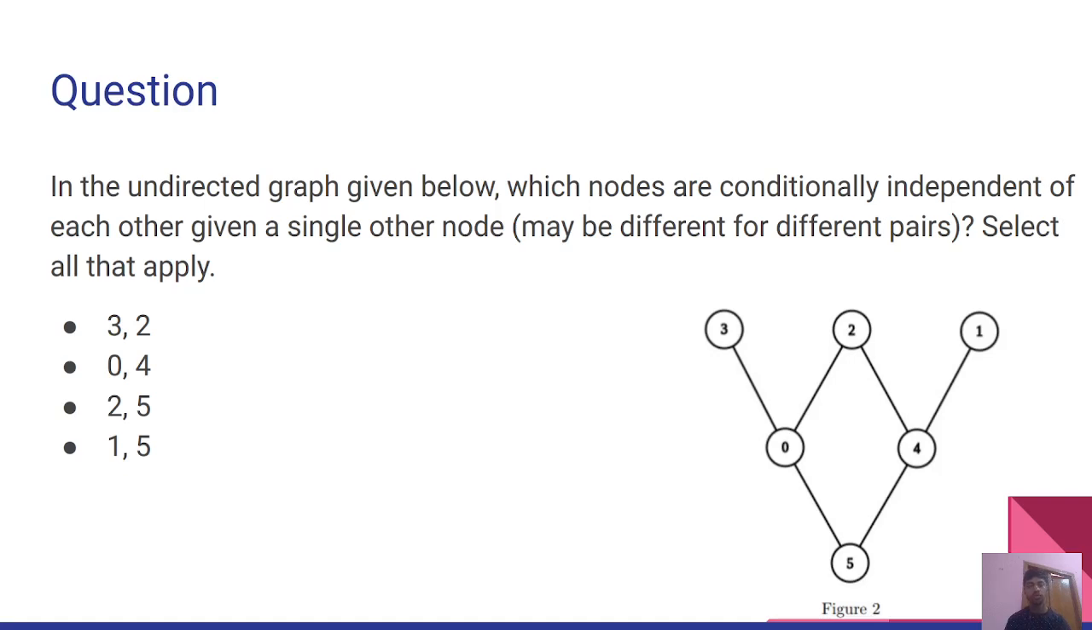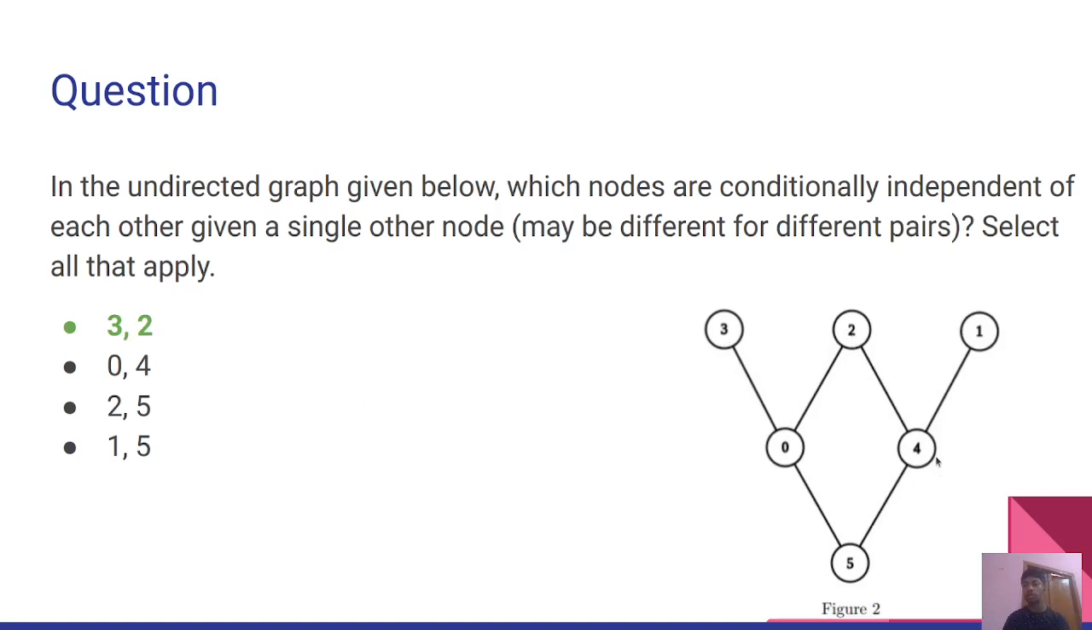So 3 and 2, are they independent? Can they be independent if we block only one node? 0 we can block. Here 3 is going to 2 via 0, and there is no other option, it has to go via 0. So if we block 0, then 3 and 2 become independent, so 3 and 2 is correct.